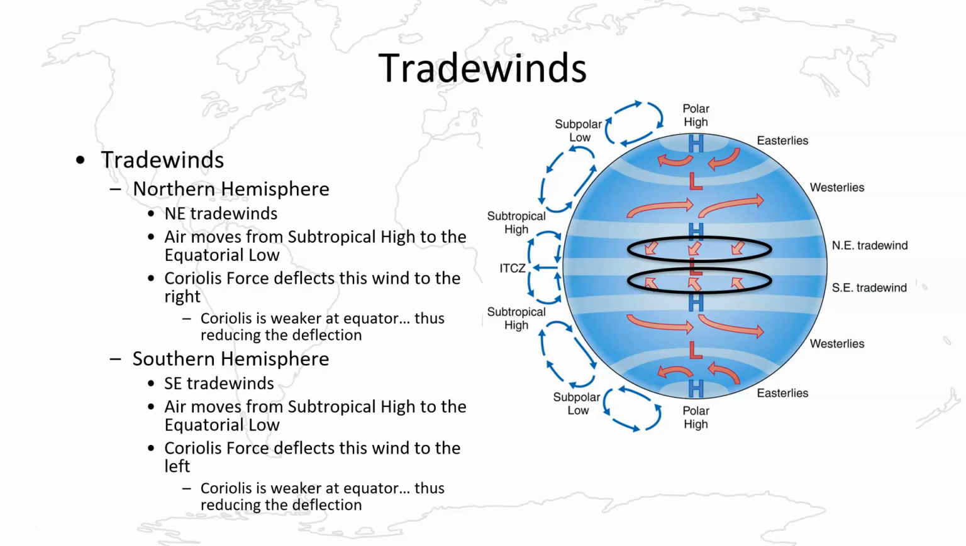In the southern hemisphere, you have winds go from high to low, but this time get deflected to the left relative to motion. Again, because Coriolis is weaker at the equator, you only get a partial deflection to the left relative to motion. And so what we end up with is the southeasterly trade winds.